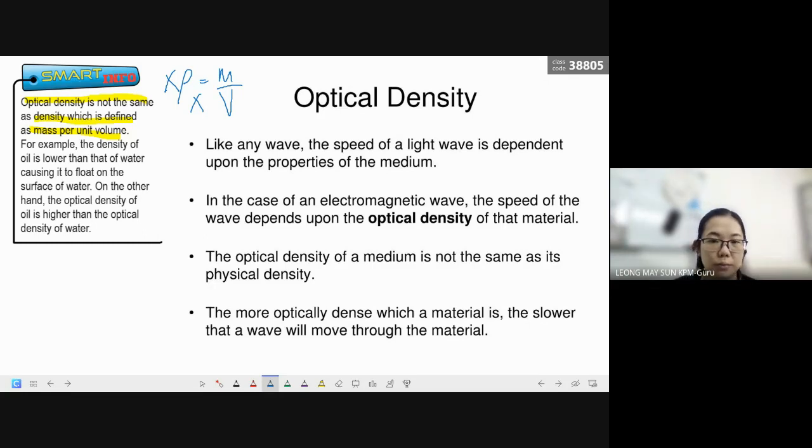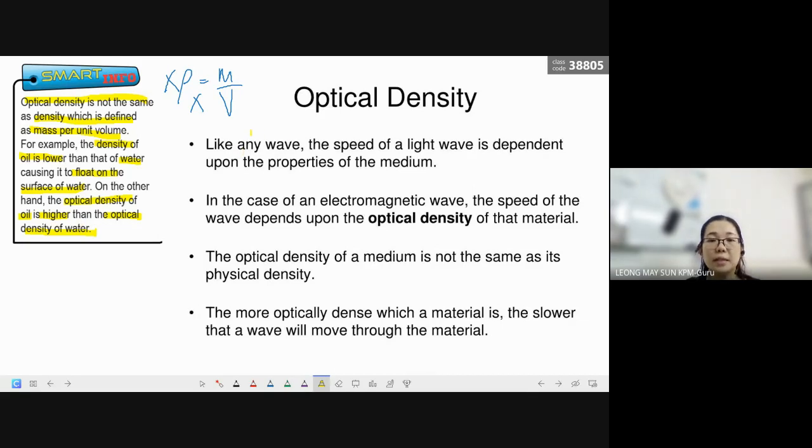Okay, so where is my pointer again? If you suddenly see scribbles on the screen, it's because I'm trying to find my pointer. All right, so for example, the density of oil is lower than the density of water. That's why the oil floats on the surface of water. But when light is shined onto oil and water, the optical density of oil is actually higher than the optical density of water. So they are two different characteristics, two different physical quantities.